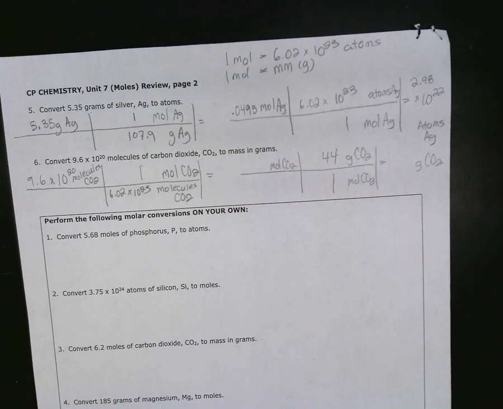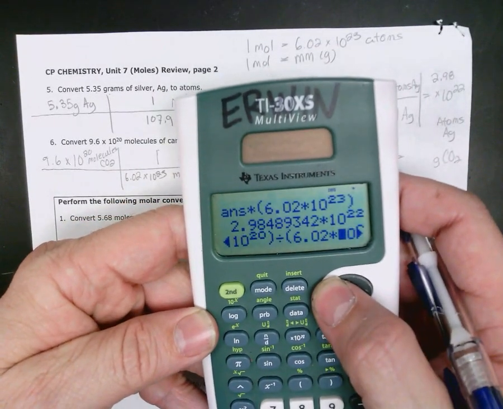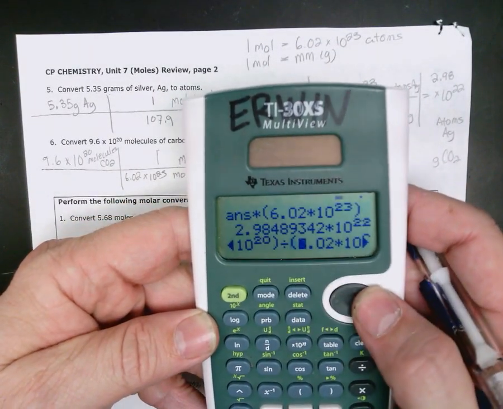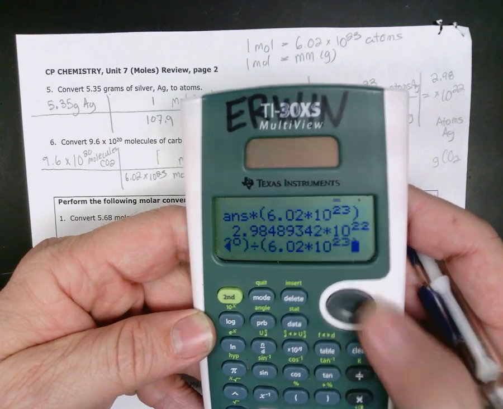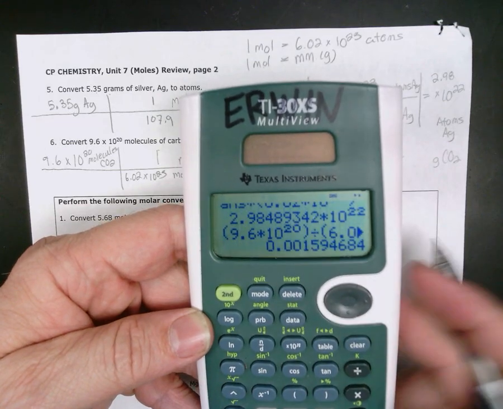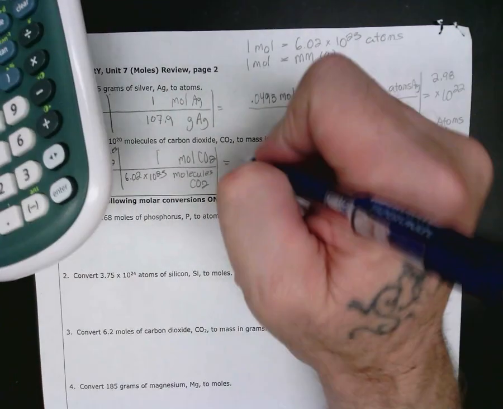All right. So 9.6 times 10 to the 20th molecules divided by, open parentheses, 6.02 times 10 to the 23rd, close parentheses. Remember, all of that has to be in parentheses, right? Yes, and then close parentheses, and then enter. 0.000159.